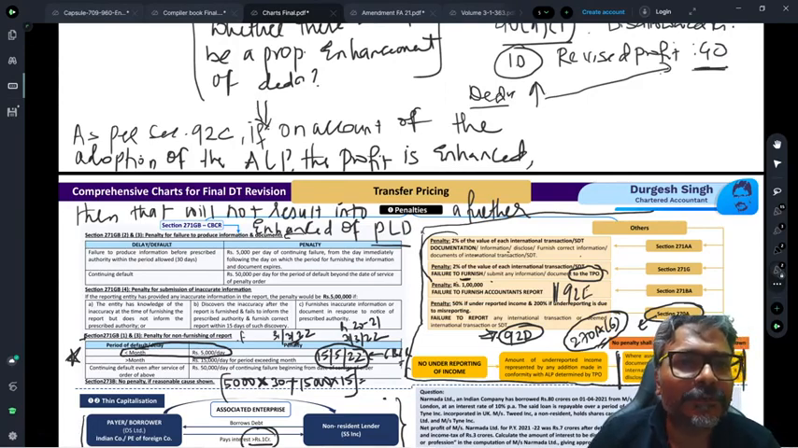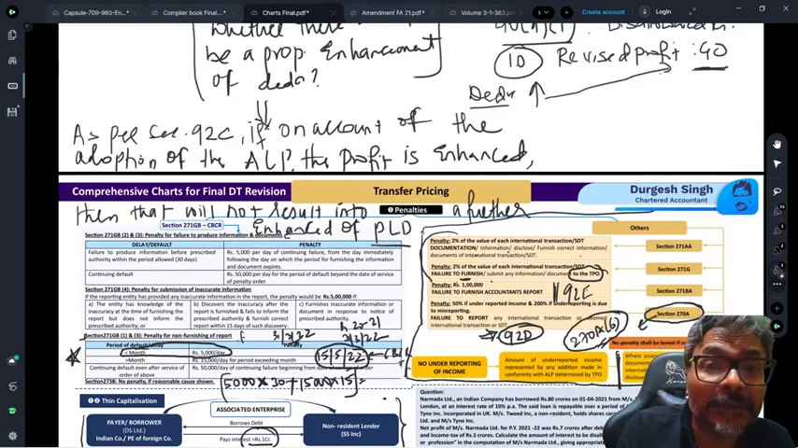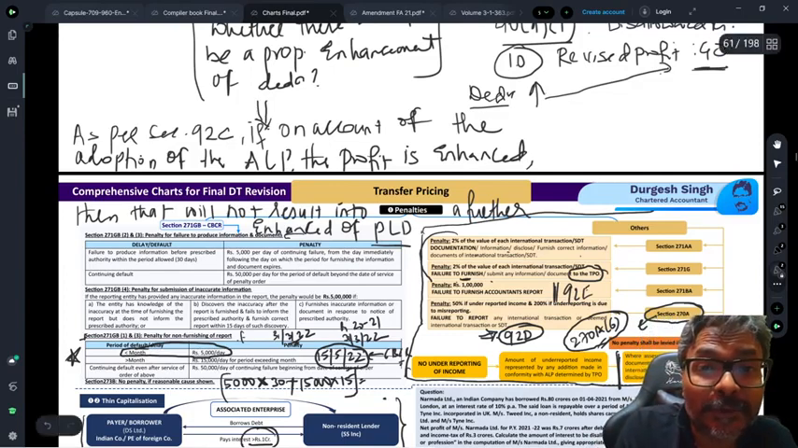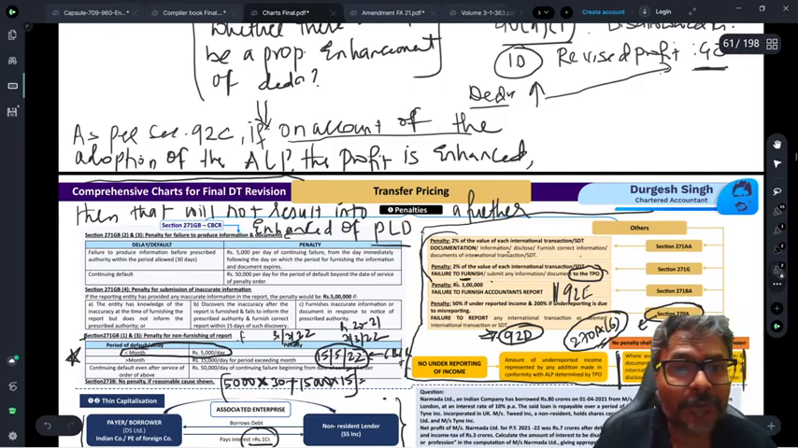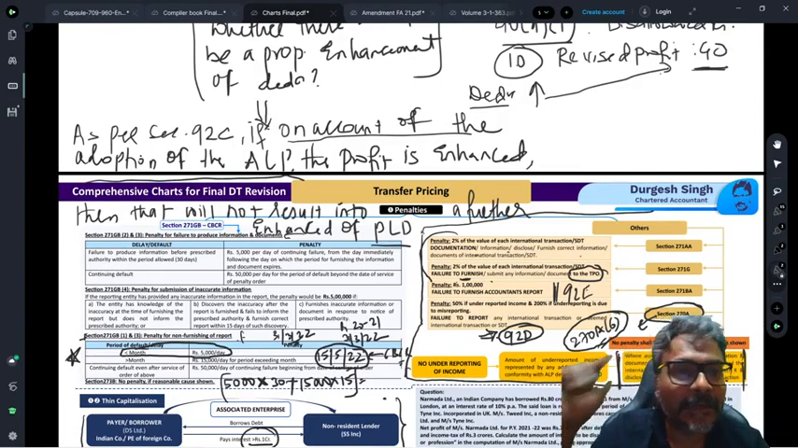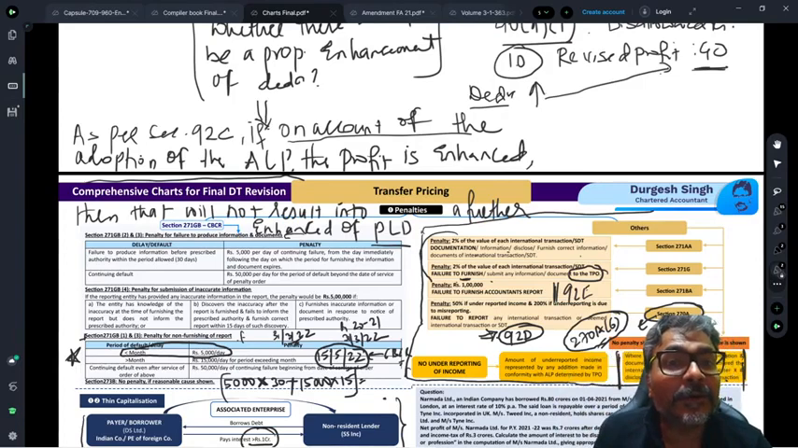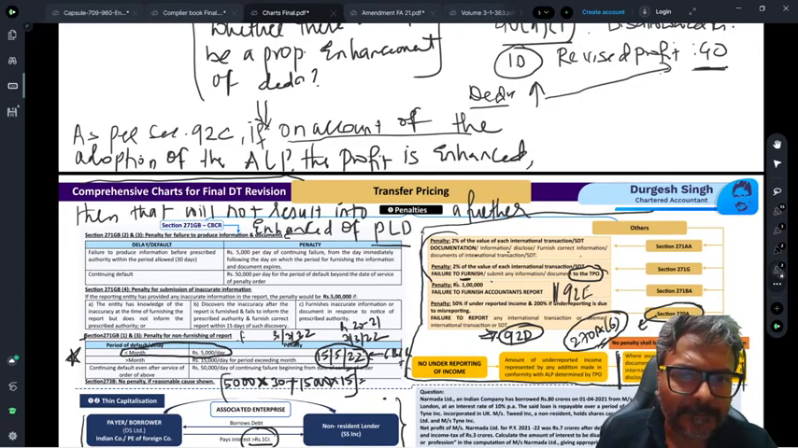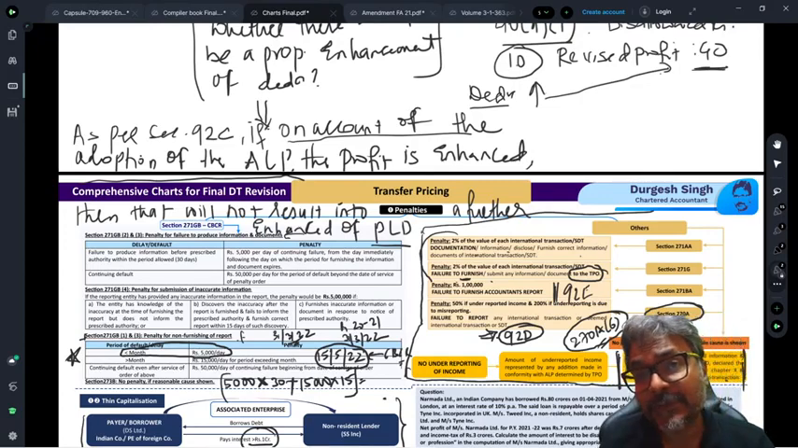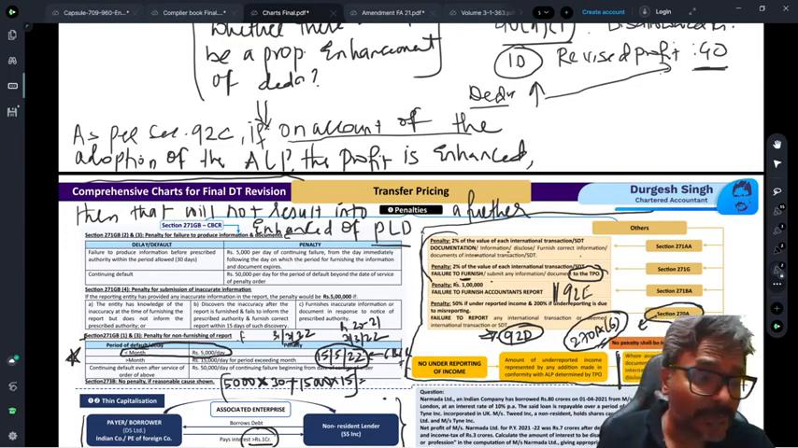As per section 92C, if on account of the adoption of ALP, please underline the words on account of the adoption of the ALP. So if on account of the adoption of the ALP the profit is enhanced, comma, then that will not result into enhancement of the profit link deduction, full stop. Okay, now next line, students, please write.